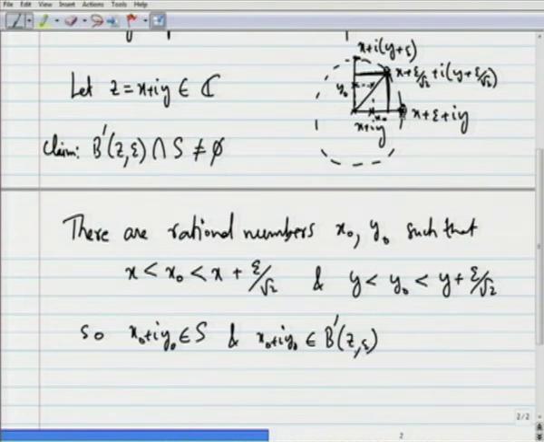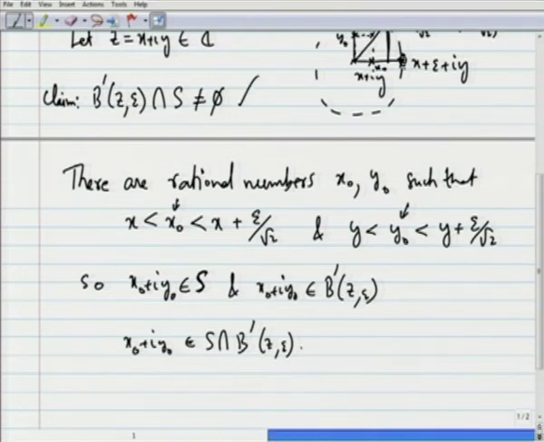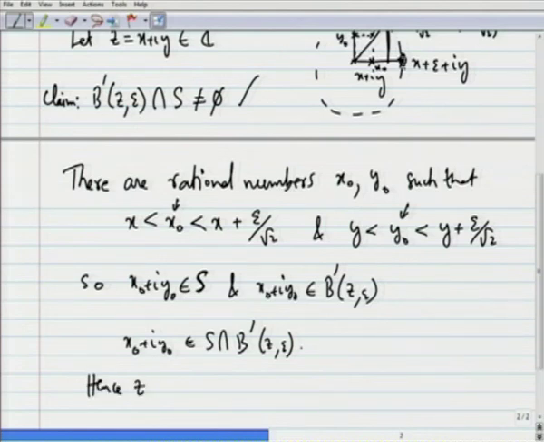x naught plus I y naught is in the set S because it has rational coordinates, x naught and y naught are rational numbers, and it is in the deleted neighborhood because it is inside this square. So, in total you have that x naught plus I y naught belongs to S intersection B prime of z epsilon. So, the claim that this is non-empty is true. Hence z, the arbitrary complex number z, is a limit point of S. That proves that every complex number is a limit point of this set S.